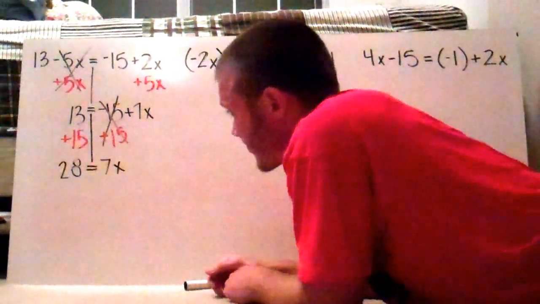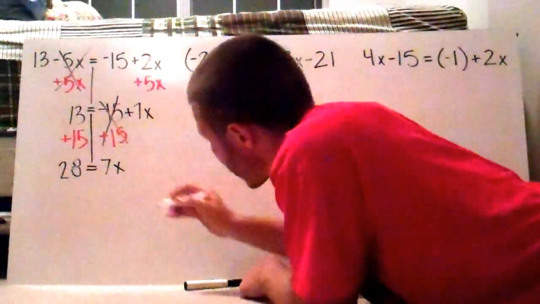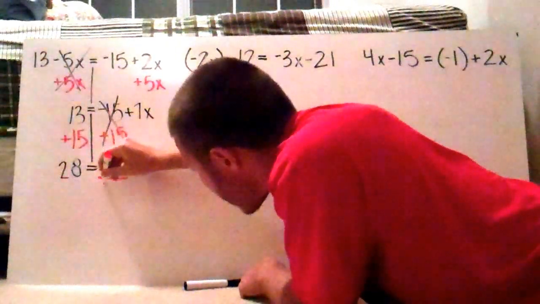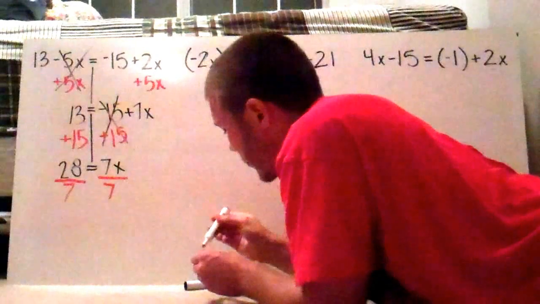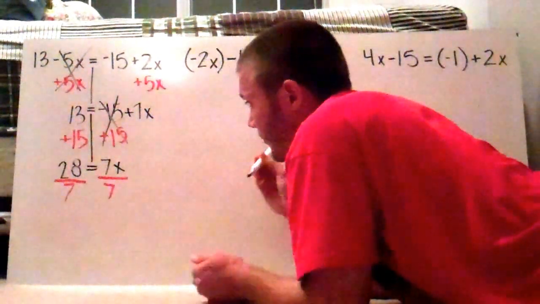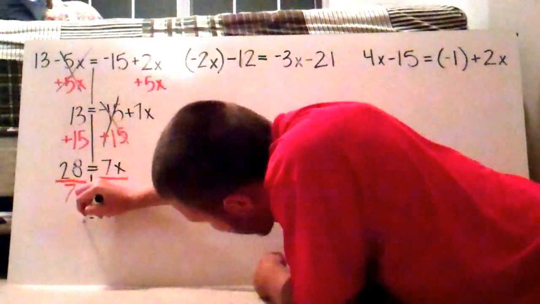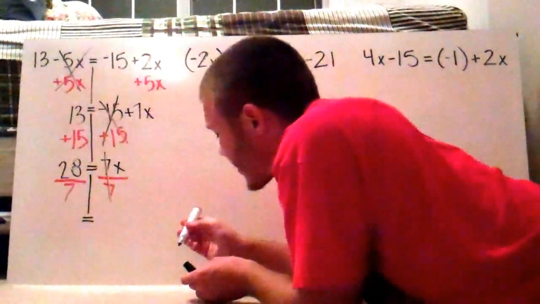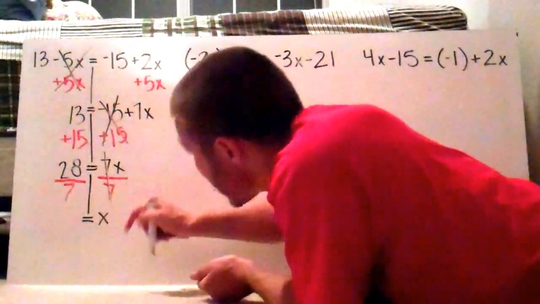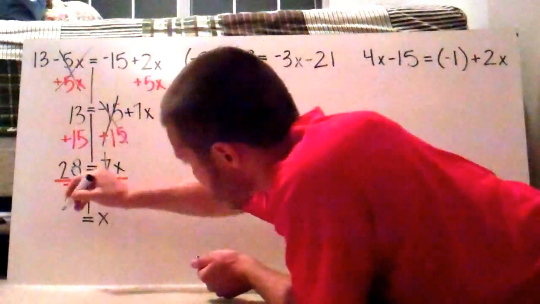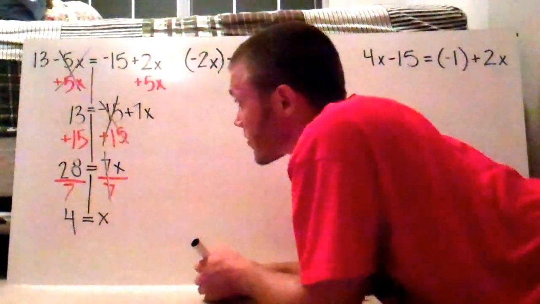And then the last step, that means 7 times x, the opposite of multiplication, is division. So I'm going to get rid of that 7, so I'm going to divide by 7. I'm going to do that on both sides. Okay? Now, draw a line. 7 divided by 7, that's going to cancel out. It's going to give me 1x, or just x all by itself. Then over here, I got 28 divided by 7. That's just going to give me 4. So my answer, x equals 4.